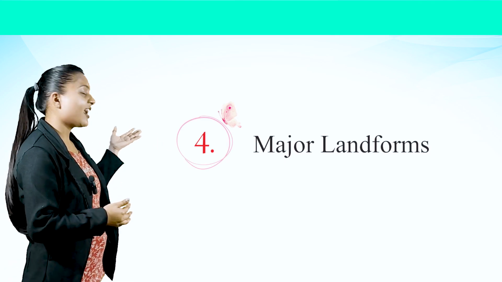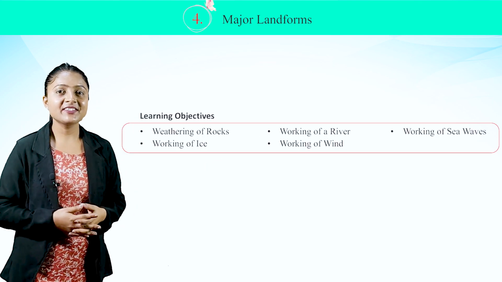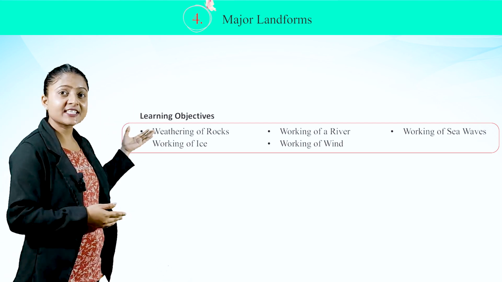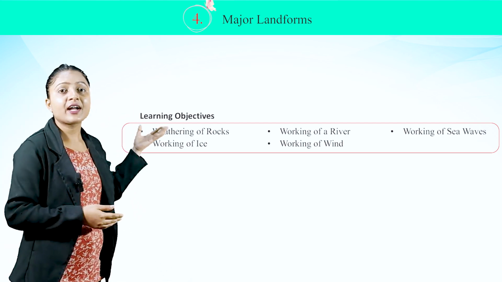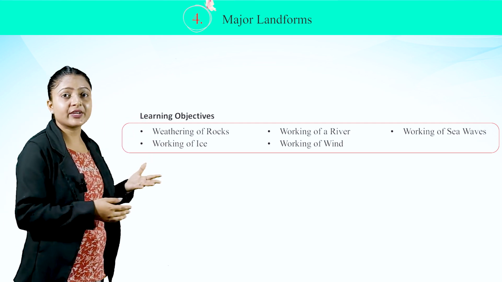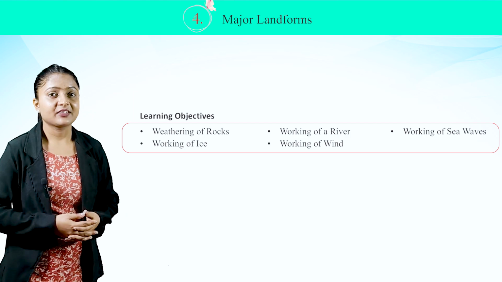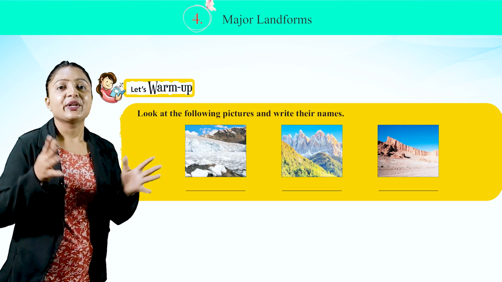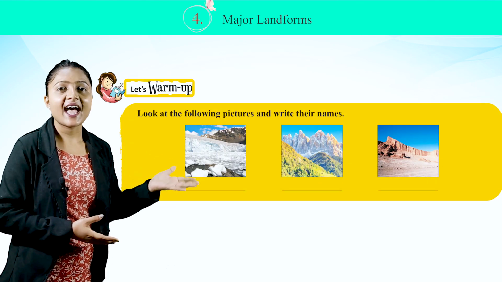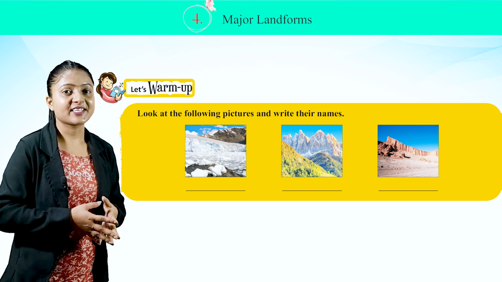Today we are going to start chapter 4, major landforms. Learning objectives: weathering of rocks, working of ice, working of river, working of wind, working of sea waves. Let's warm up. Look at the following pictures and write their names.